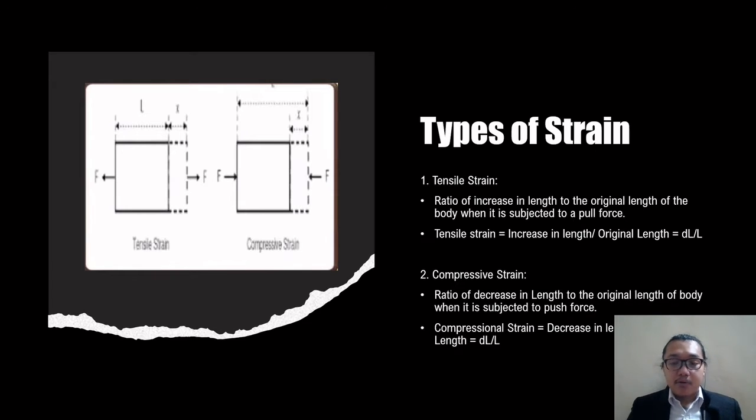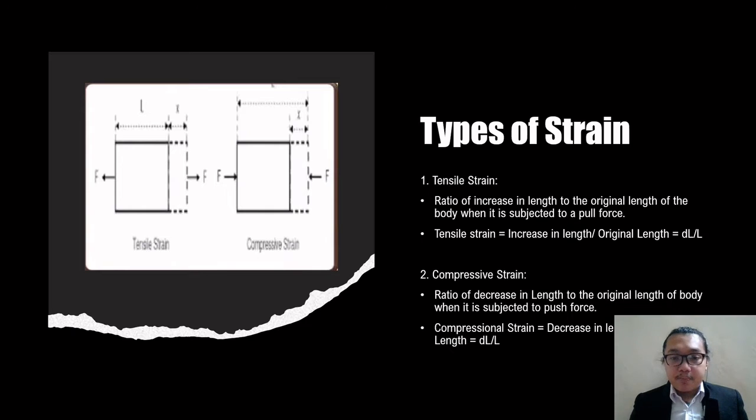Next, I will talk about the types of strain. The first one is tensile strain. Tensile strain is the ratio of increase in length to the original length of the body when it is subjected to a pull force. Tensile strain equals increase in length divided by original length.